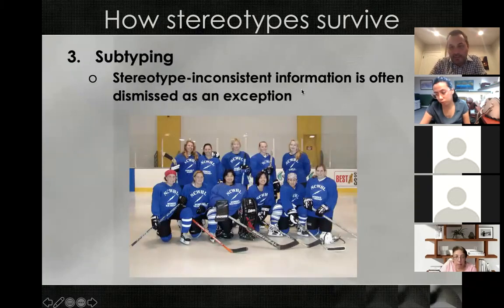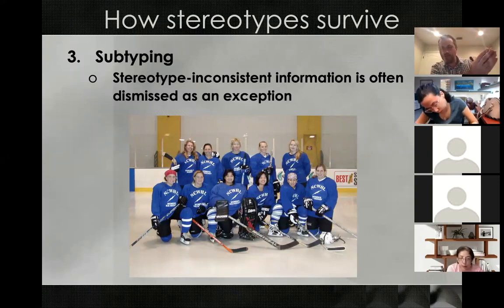A third way that stereotypes can survive is through a process known as subtyping. Subtyping occurs when we acknowledge that there's some group of people that are not matching up to our stereotypes, but we consider them to be an exception, that those people don't represent the larger group of people. So for instance, let's say that I have a stereotype that women aren't any good at sports. Okay? Women are not athletic. That's my stereotype. And then I come across things like a women's hockey team or whatever. Now, if I was behaving rationally, I would use that information and maybe revise my stereotypes.